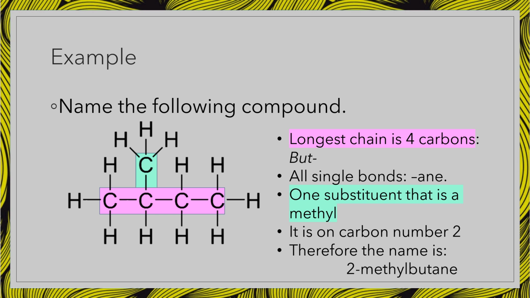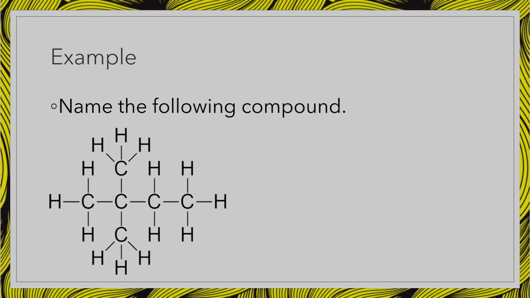So no spaces, dashes only between the numbers and the words. So 2-methyl-butane. Here we've got something very similar. What's the longest carbon chain? Well, I can count a chain of 4.